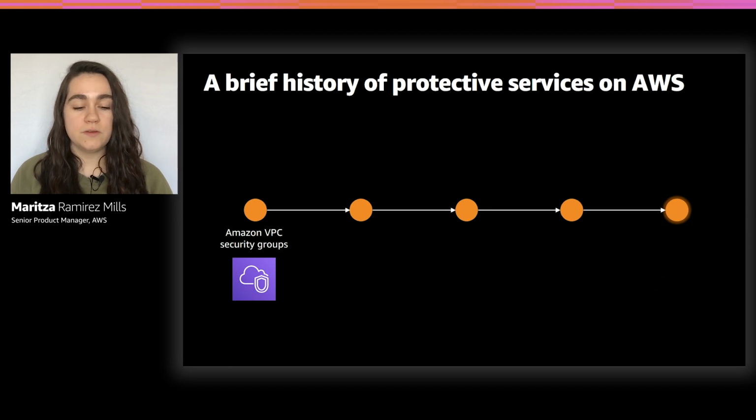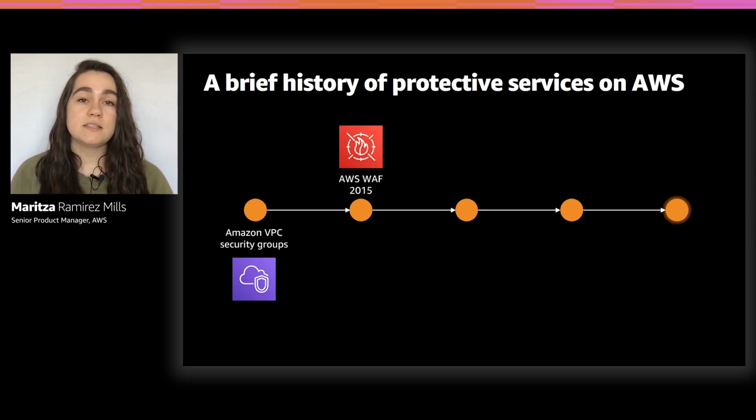And so in 2015, we launched AWS Web Application Firewall, which provides specialized web app protection for web applications that are hosted on Amazon CloudFront, AWS Application Load Balancer, or AWS AppSync or API Gateway.